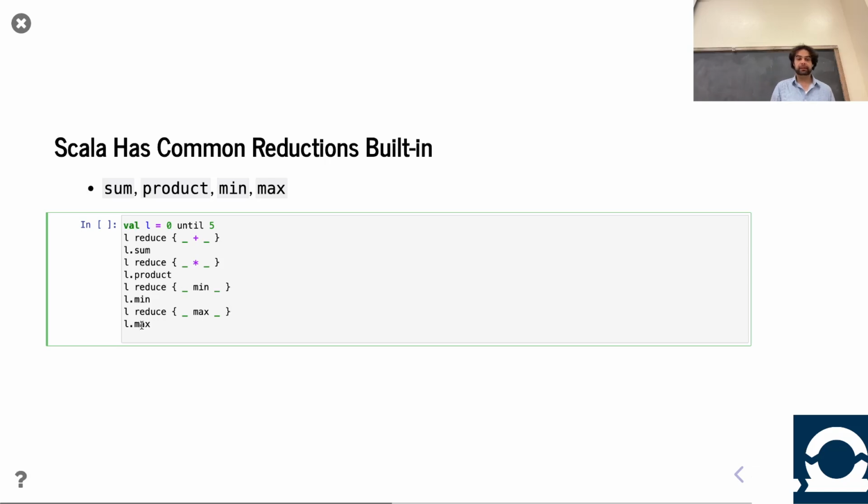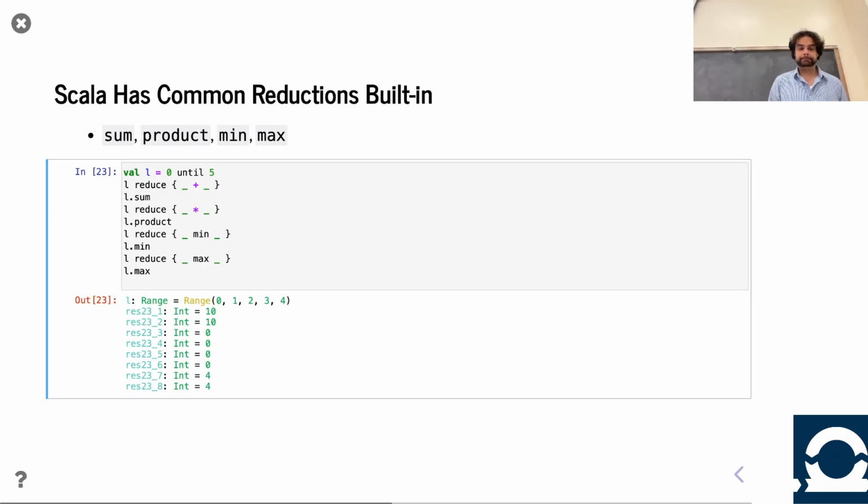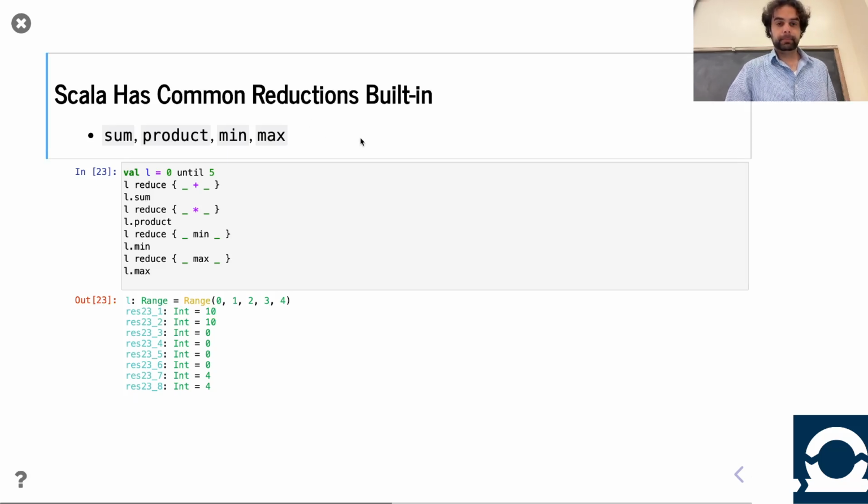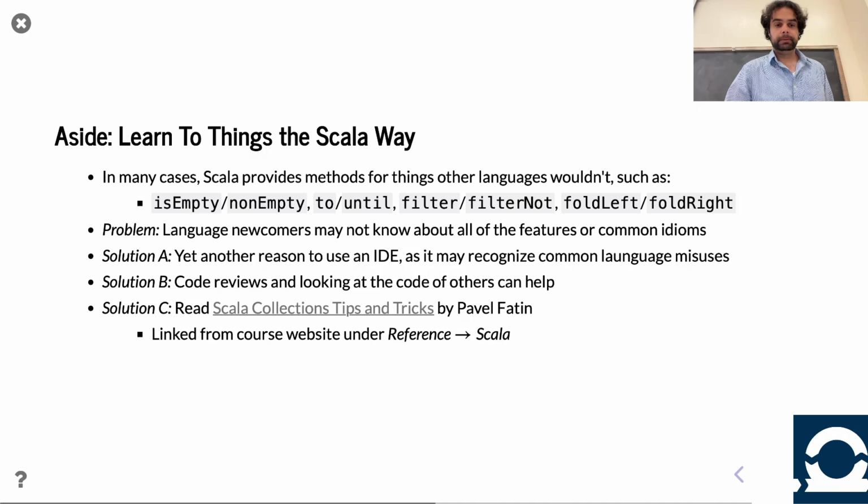So like I said, when these things exist, it's really good to use them. And yeah, we can go ahead and run it, sure. Cool. So, as I said, when these things exist, it's good to use them, right? Scala provides a zillion of these methods, right? So how would you possibly learn them all?